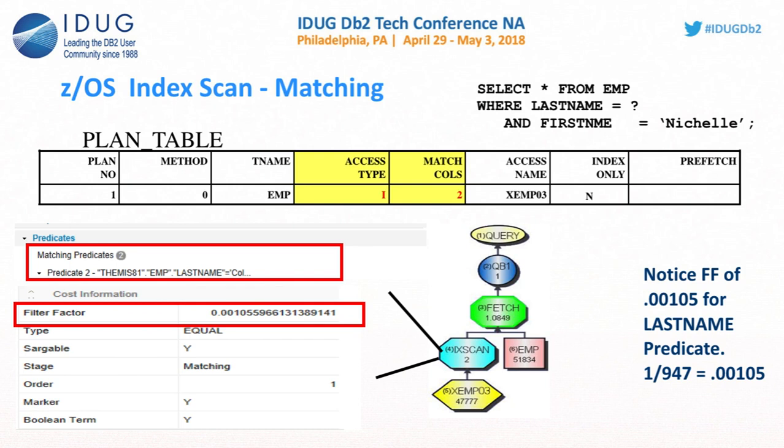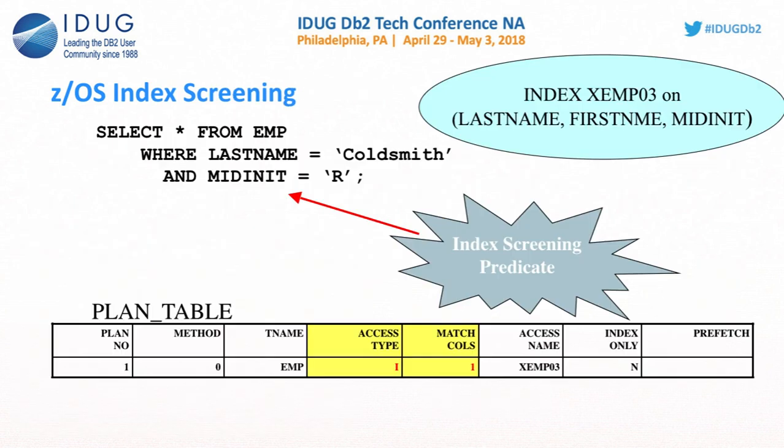If we see matching over here on the z/OS side, that's good. That means it's probing, it's slicing that index. We don't see the word matching on LUW. We see what's called start-stop keys. I think I have some examples of that coming up here. So another thing that we need to look at is what's called screening predicates at the index level.